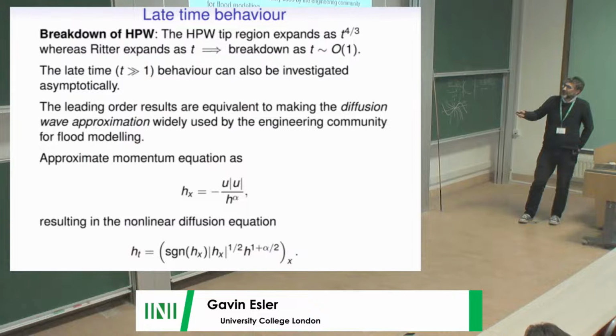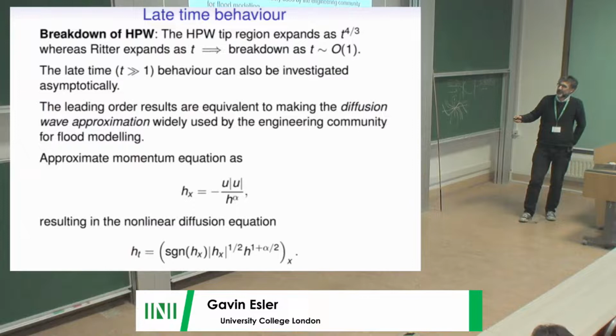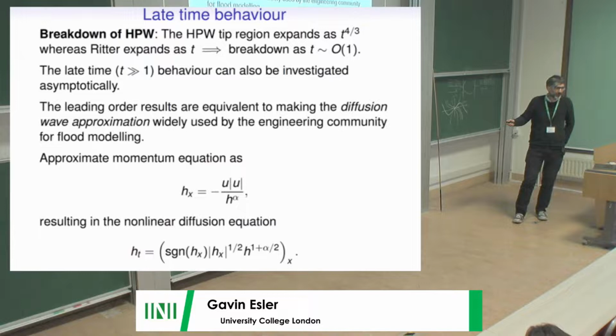Well, it turns out that there's a well-known approximation, a heuristic approximation used in the engineering community, which is just that if you delete the acceleration term from the momentum equations and assume the balance between the gradient of the surface height and the drag, then you end up with a nonlinear diffusion equation. The results I'm going to show from an asymptotic theory at leading order turn out to be the same as solving this nonlinear diffusion equation for the same problem.